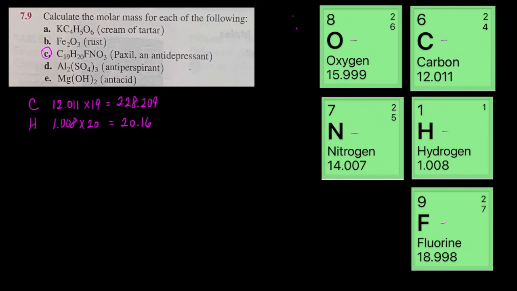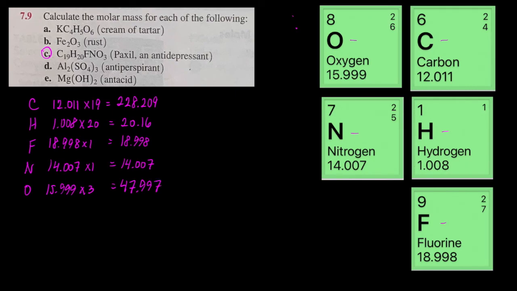Okay, and then next up is fluorine. We just have one of those. Now we know we just have one because the subscript is not shown. If the subscript is not shown, we assume it to be 1. Okay, so basically we don't do anything to that number. Same thing for nitrogen. We only have one nitrogen. For oxygen, we have 3 of those. So we're going to have to take the average atomic mass of oxygen and multiply it by 3 to find out the mass of 3 oxygen atoms. So punch that in on your calculator.